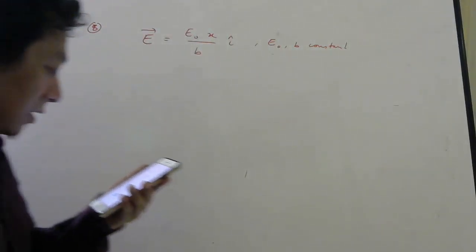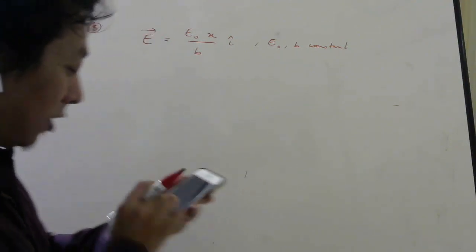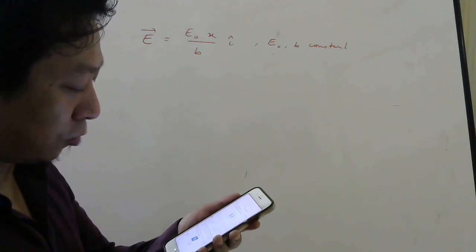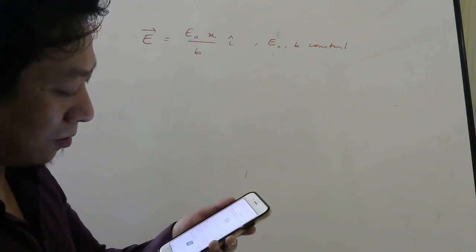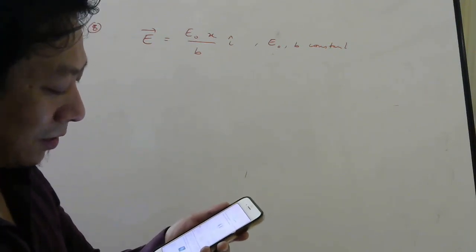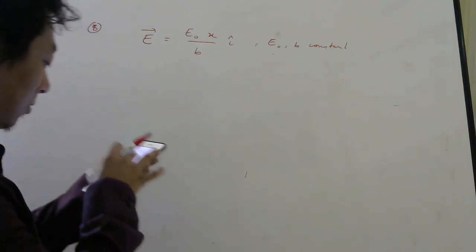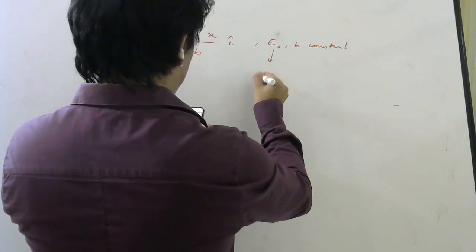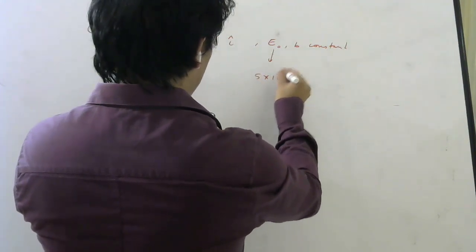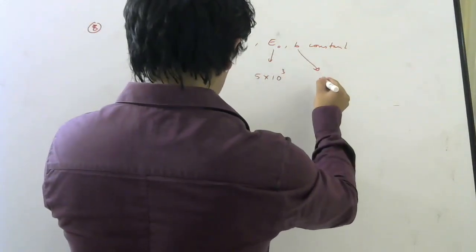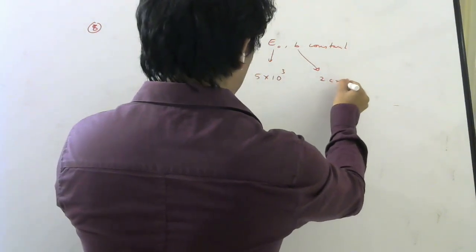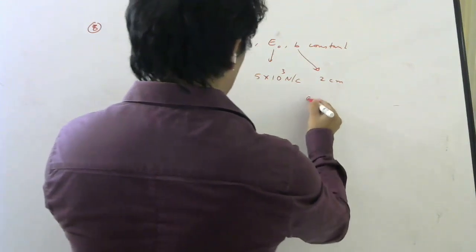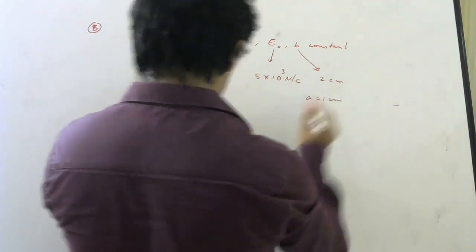Find the charge contained in a cubical volume bounded by the surface x equal to 0, x equal to a, y equal to 0, y equal to a, z equal to 0, z equal to a. Take the value of E naught as 5 into 10 power 3 Newton per Coulomb, and B value they have given is 2 centimeter, which we have to convert in meter, and a is given 1 centimeter.